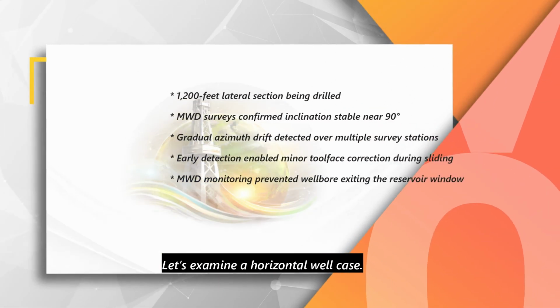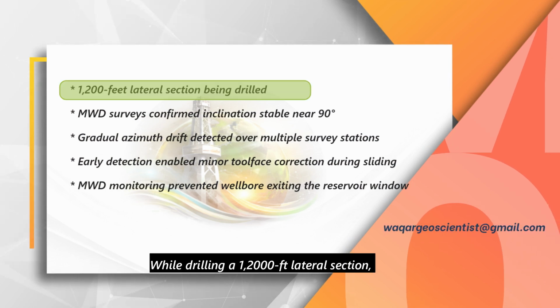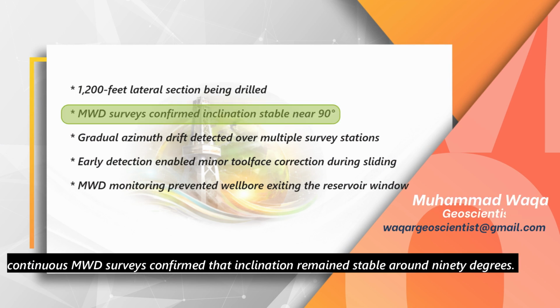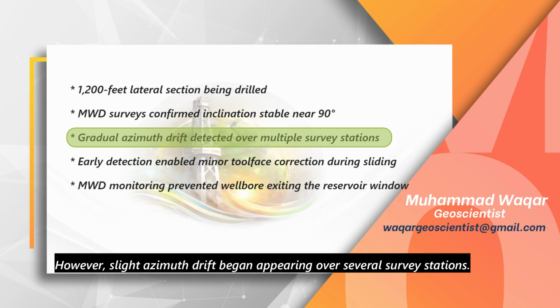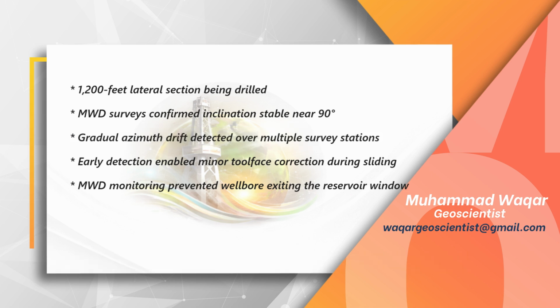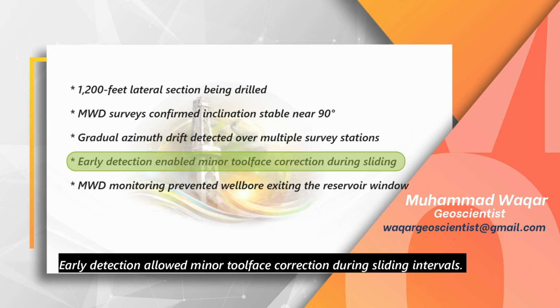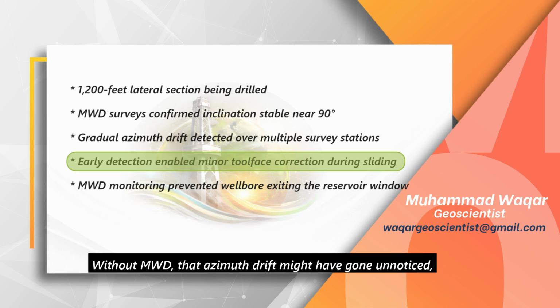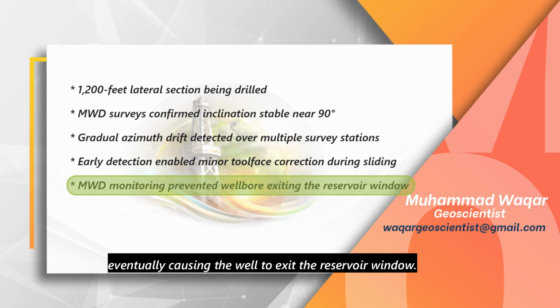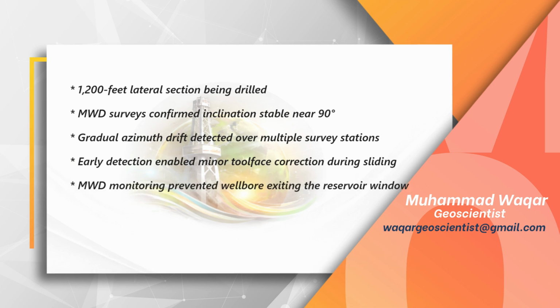Let's examine a horizontal well case. While drilling a 12,000 feet lateral section, continuous MWD surveys confirmed that inclination remained stable around 90 degrees. However, slight azimuth drift began appearing over several survey stations. Early detection allowed minor tool face correction during sliding intervals. Without MWD, that azimuth drift might have gone unnoticed, eventually causing the well to exit the reservoir window.